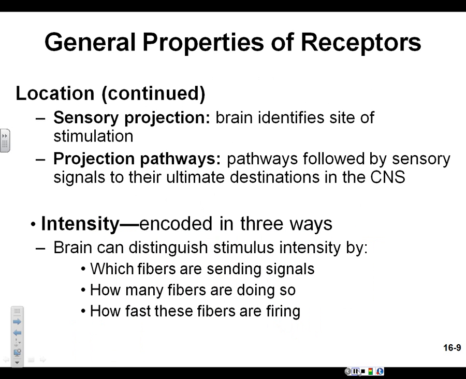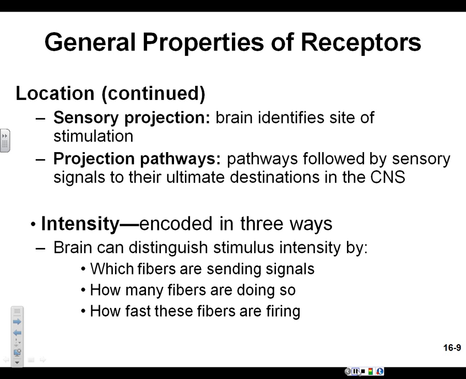All right, sensory projection. Again, the brain identifies the site of the stimulation, the location of it. The projection deals with how it's going to travel into the central nervous system by way of the posterior root ganglion cell that forms a synapse at the posterior horn. So we have encoding that takes place. Again, which fibers are going to be sending it, how many fibers are going to be involved, and then how quick or how fast the response is going to be.